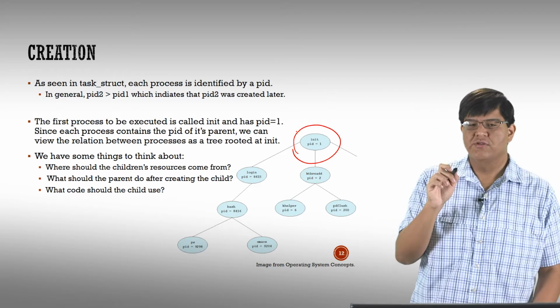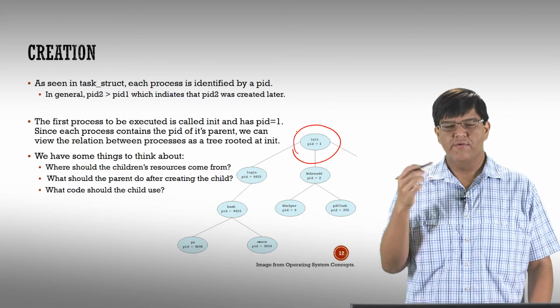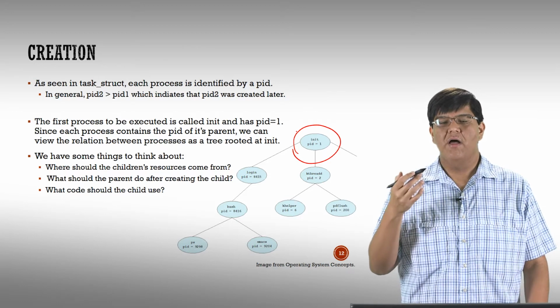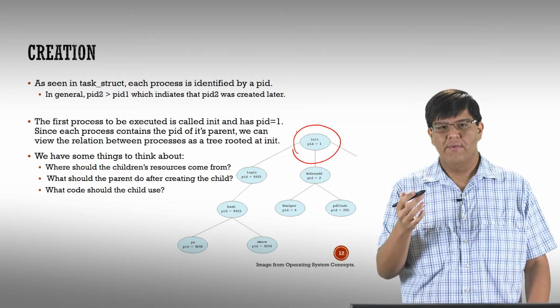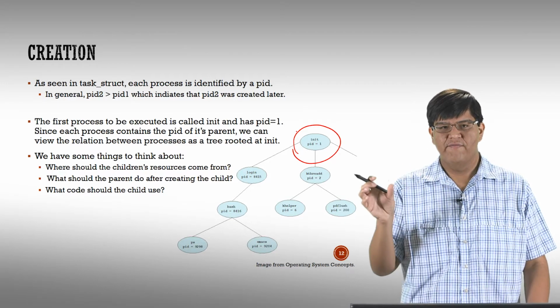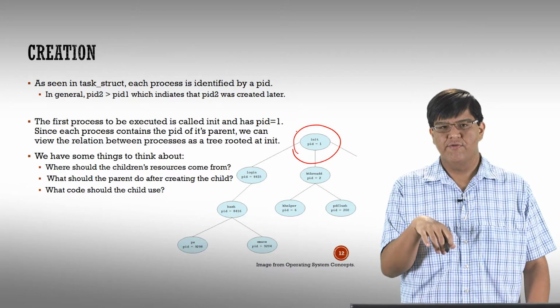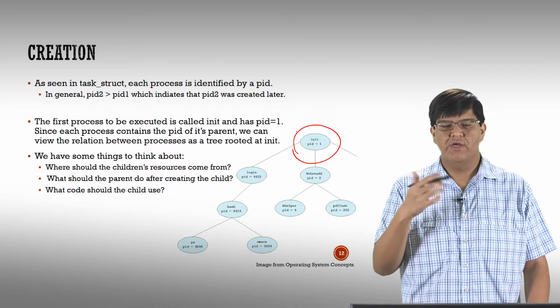Okay, let me touch really quick on what I mean by resources. When I say resources, I mean stuff like memory, how much RAM, or maybe something like CPU time that's parceled out to different processes. So maybe that's something that can be shared with children as well. So we're wondering, where does the child's come from?